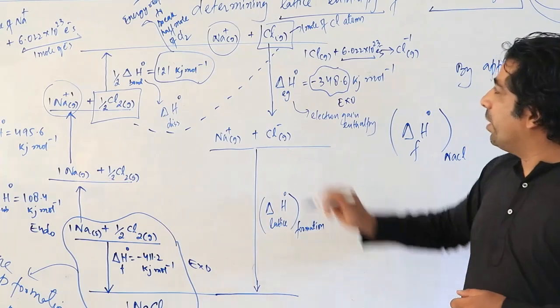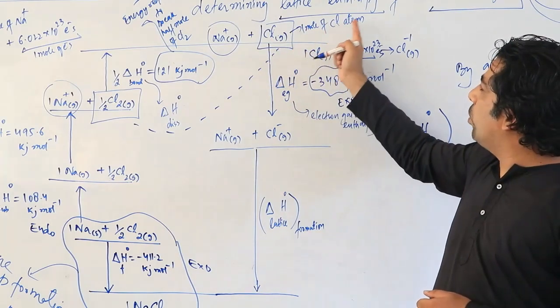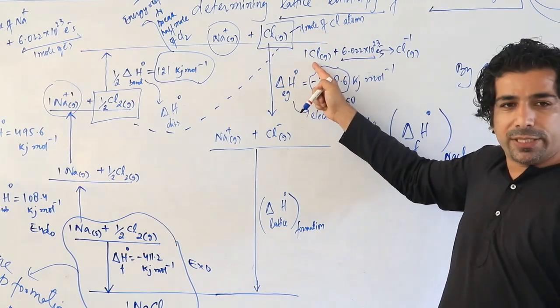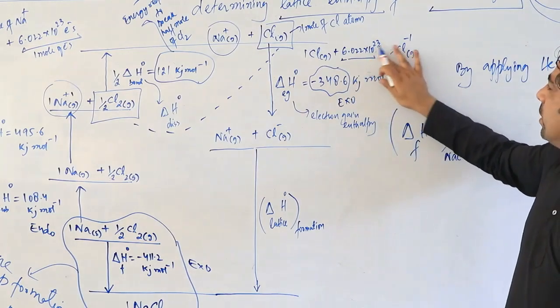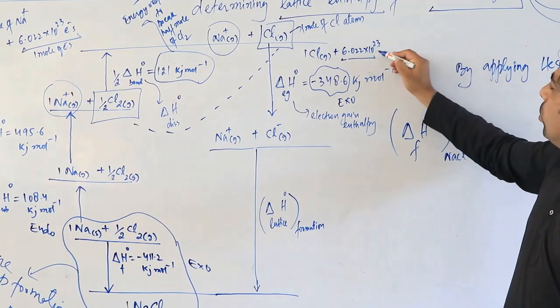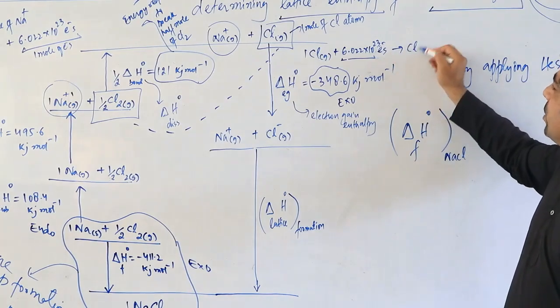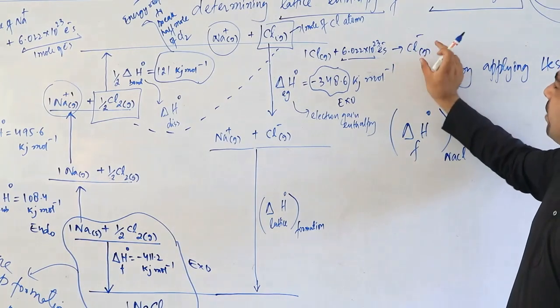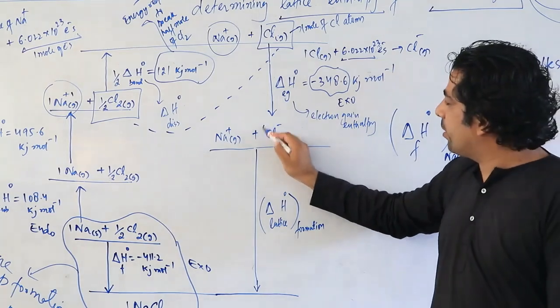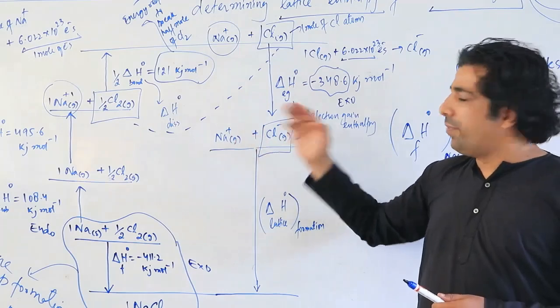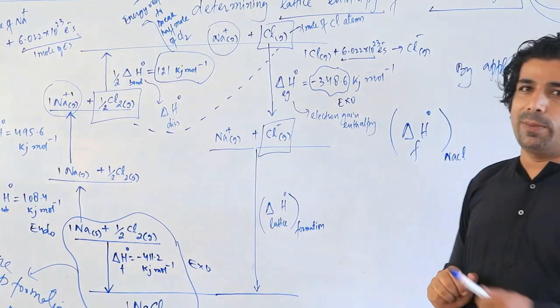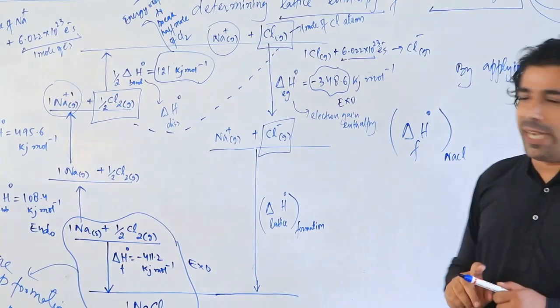So now my dear friends, 1 mole of chlorine atoms has accepted 1 mole of electrons and changed into 1 mole of Cl minus. So this Cl minus is here now. Okay? And sodium was already in the ionic form. Correct?